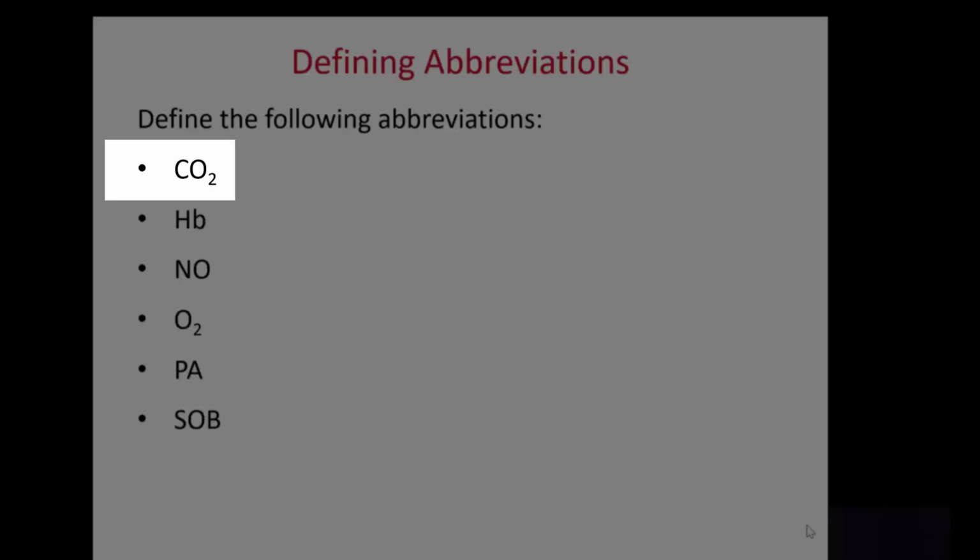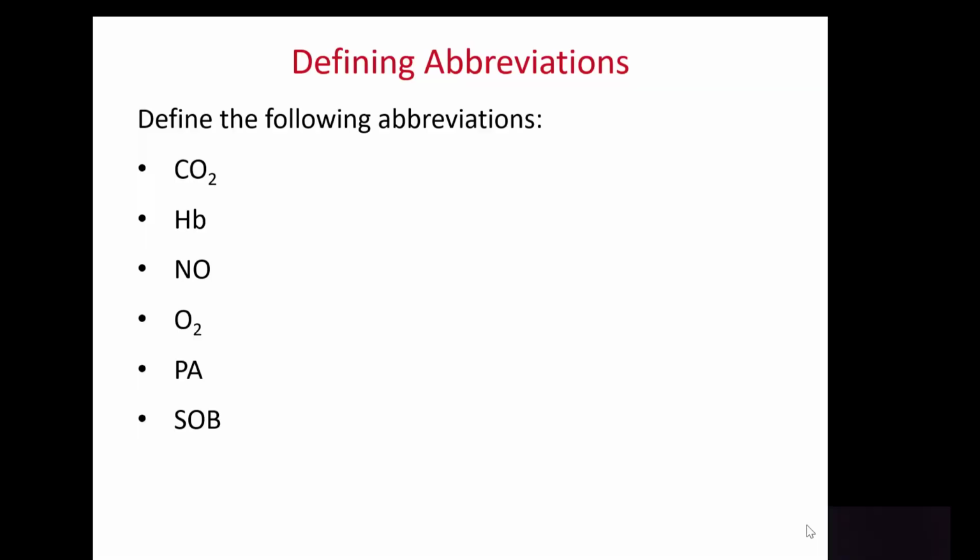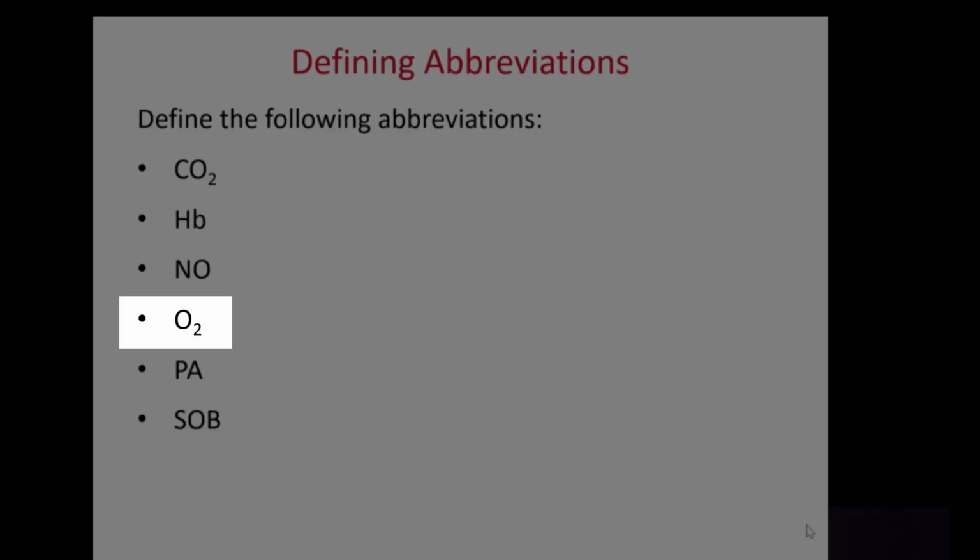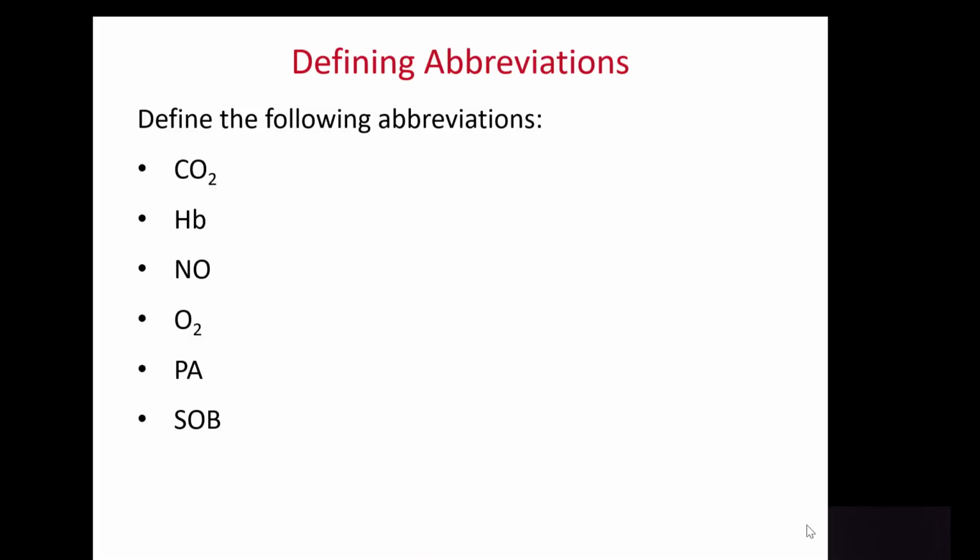So CO2 is carbon dioxide, that was one of our respiratory gases. HB means hemoglobin. NO is nitric oxide. O2 means oxygen. PA stands for pernicious anemia. And SOB is shortness of breath, or short of breath, depending on the context or how you're writing it.